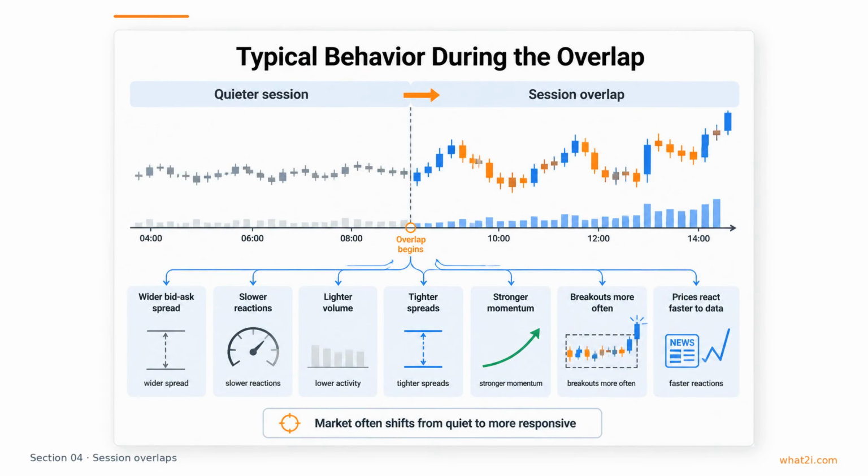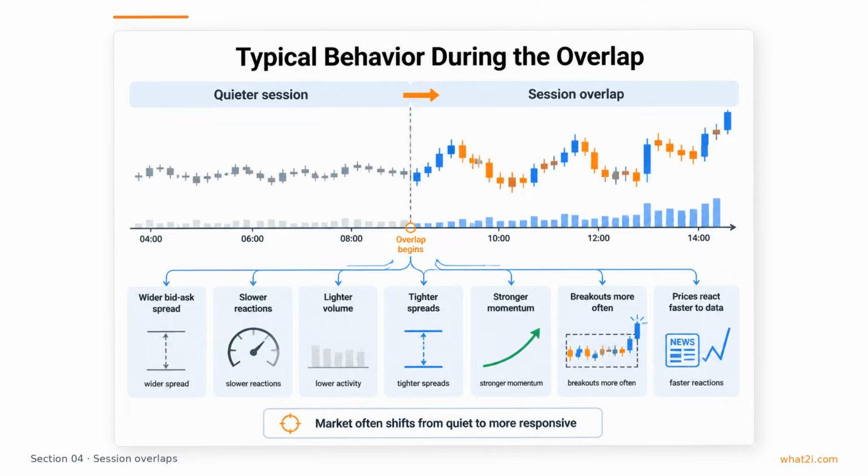As the overlap begins, traders often notice a shift in the market's character. Conditions that felt quieter beforehand may become more responsive once both centers are active. Spreads can tighten, momentum often becomes stronger, and breakouts may occur more often because there's enough volume behind them. Prices also tend to react more quickly to incoming data, especially if US releases are involved.